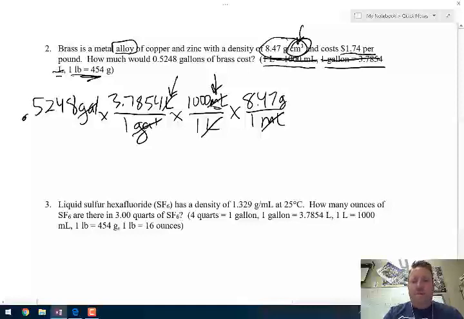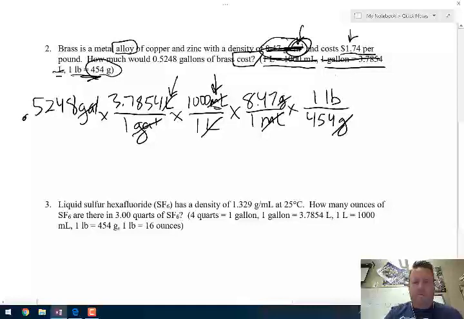Now I've used the density, so I can cross that out too. Now I've got grams. They're asking how much something would cost, so I need money at the end. Oh, good thing they gave us something about money in the problem. But we've got grams first. Here's my conversion with grams. I'm going to put 454 grams on the bottom, 1 pound on the top. Grams are going to cancel.